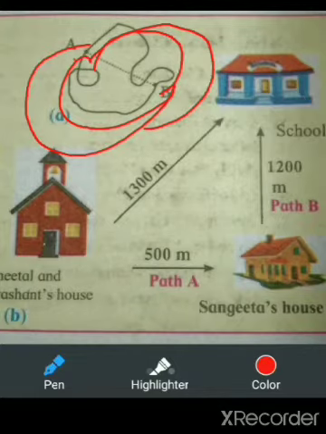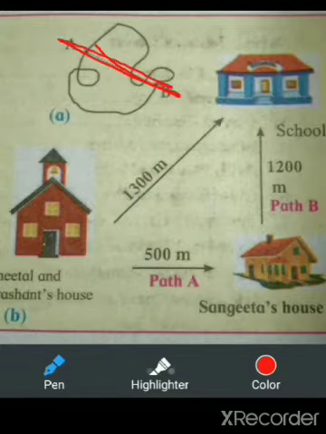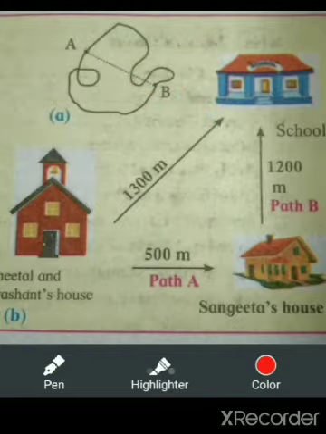Now the next question: measure this distance along the dotted line. In the next activity it is given that we have to measure this distance along the dotted line from A to B. Now, which distance is correct according to you and why?